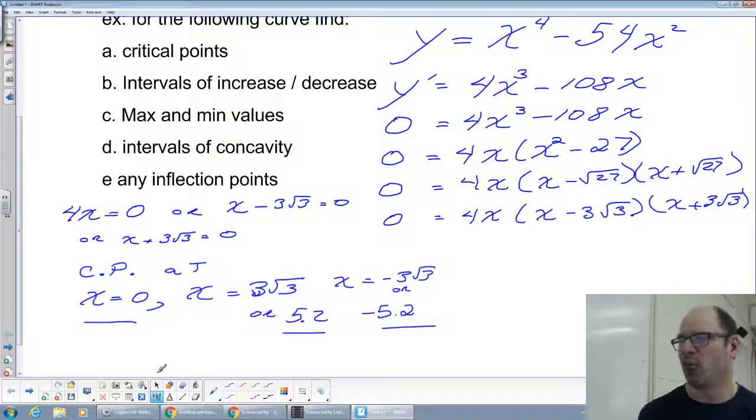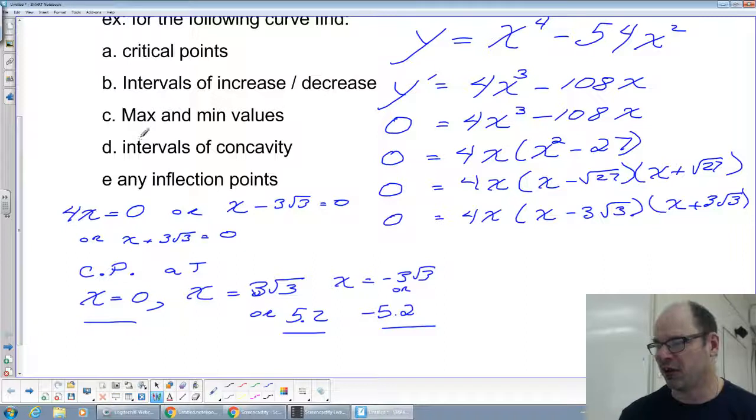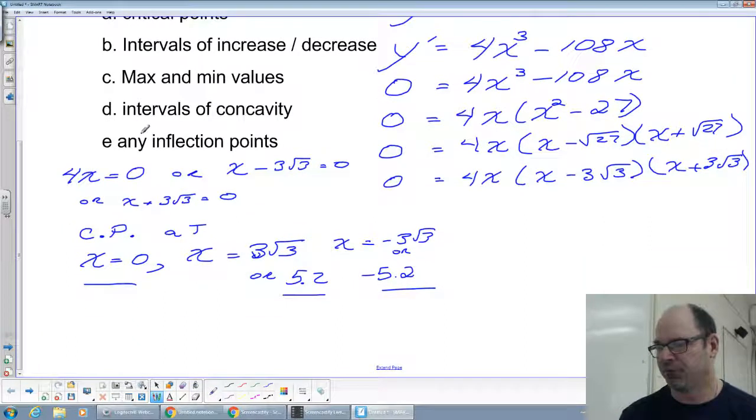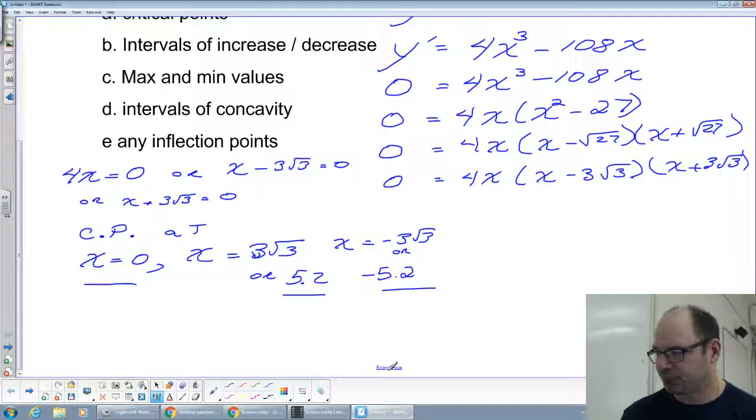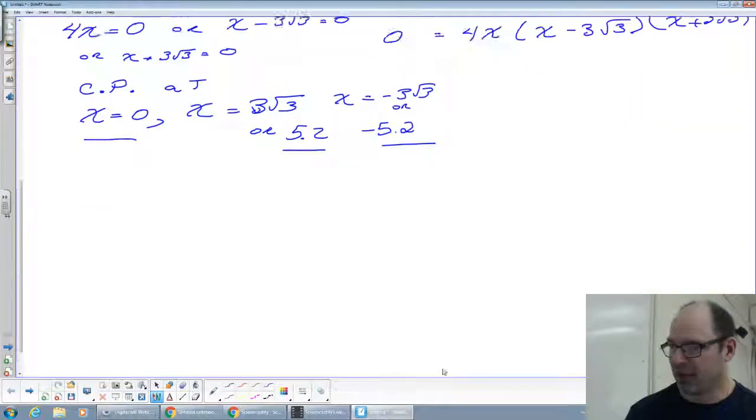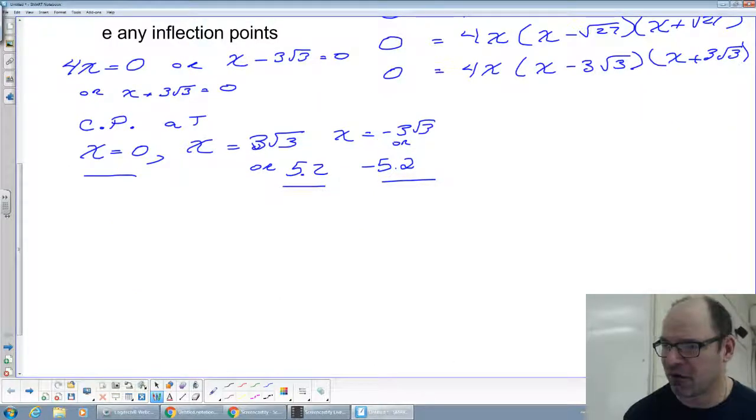Now we could go back and plug them into here and figure out what the y value is, and then we can find the max and min values, but let's not do that for right now. Let's just do our areas of increase and decrease. If we want intervals of increase and decrease, we can do a sign analysis for these three factors. So that was A, our three critical points.